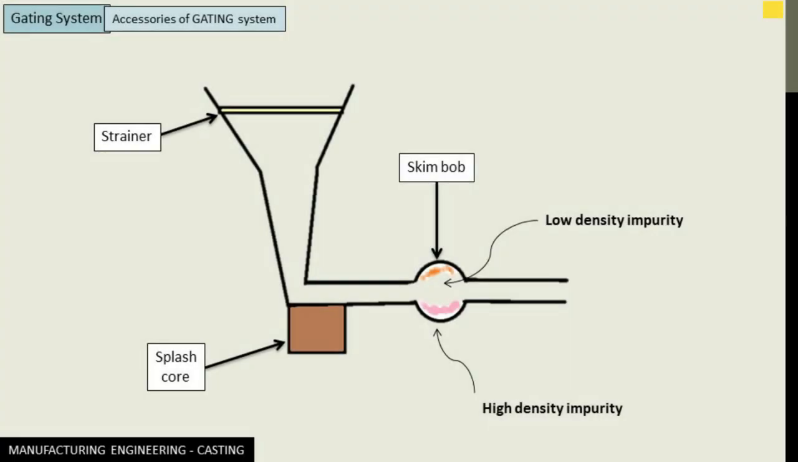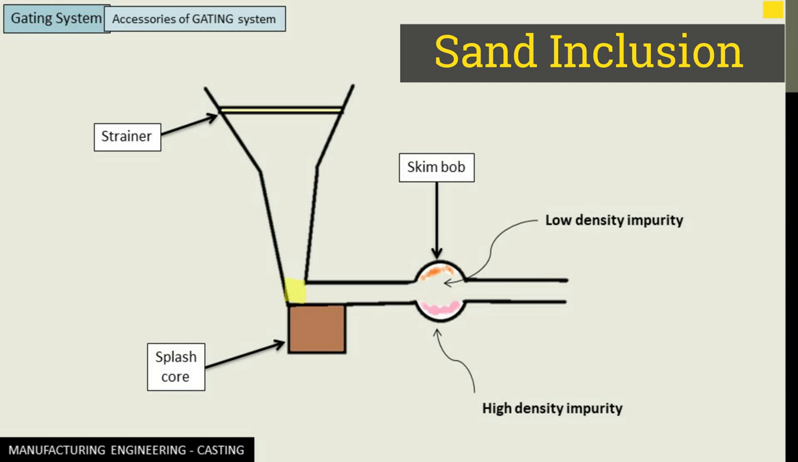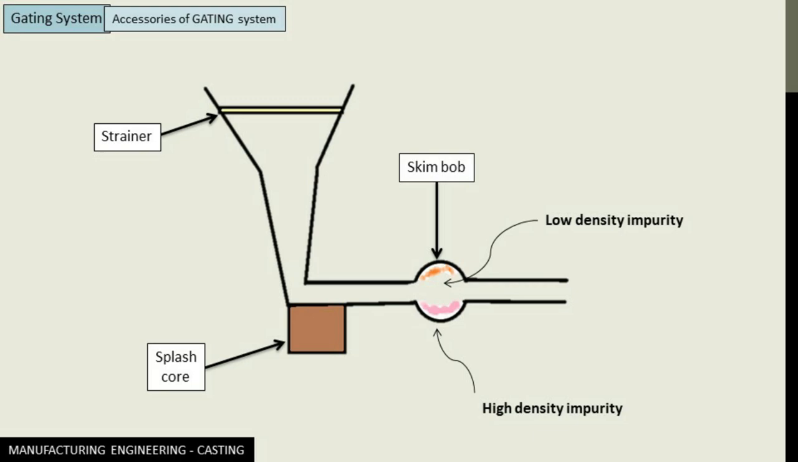Next we have sand inclusion. A sand inclusion is quite similar to sand erosion. The presence of sand particles inside casting. This kind of defect is formed due to sand erosion, allowing turbulent flow of the molten metal. And this kind of casting defect can be eliminated just like sand erosion by using a splash core, which is an accessory of the gating system.